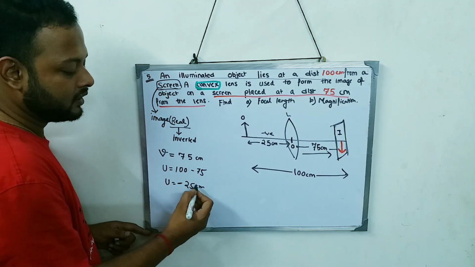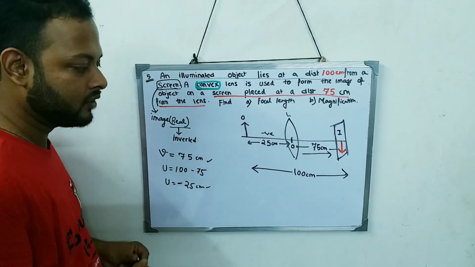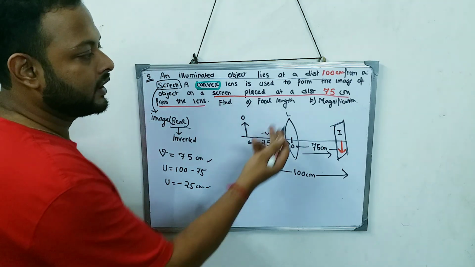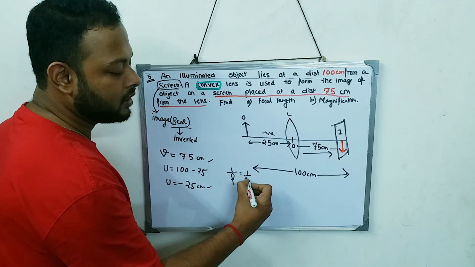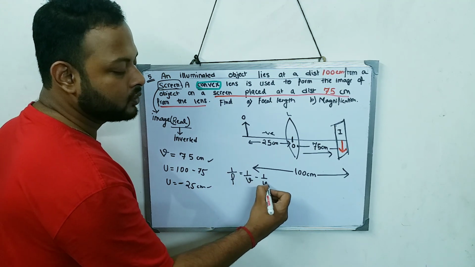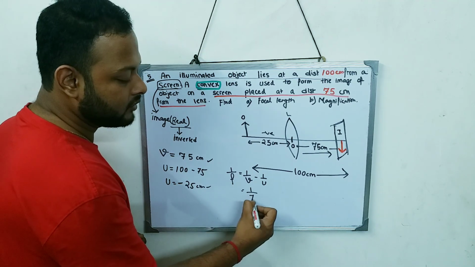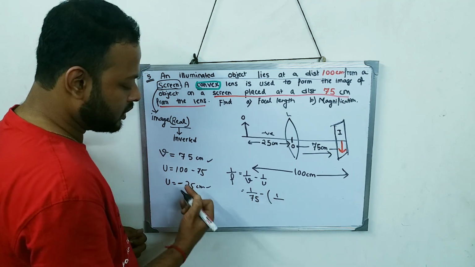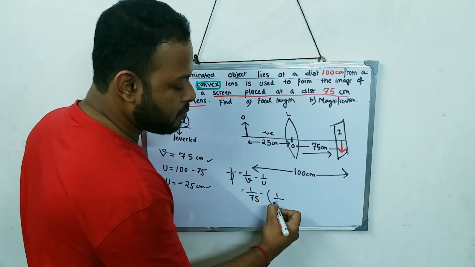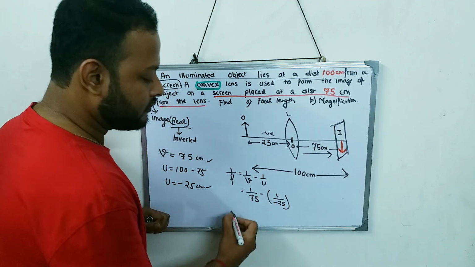So once we get these two values, I think I can get the value of F also. So I'll just get the value of F. 1 by F is equal to 1 by V minus 1 by U, using the lens formula. 1 by V, V is 75, minus 1 by U, U is minus 25. Okay, so after this I solve.